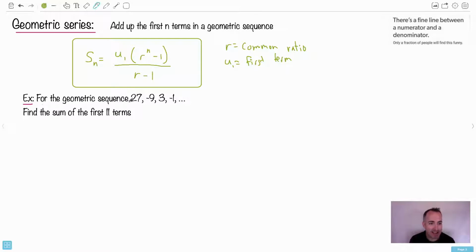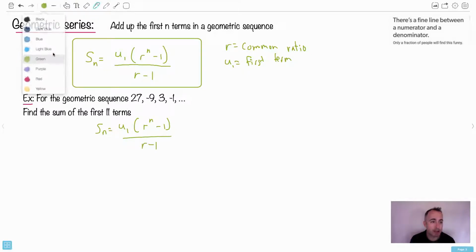So for the geometric sequence 27, minus 9, 3, minus 1, there's some minuses going on. Find the sum of the first 11 terms. You could do it by just writing them all out and then adding them up. You could do that. But I just want to show you with the equation what you could do. So in this case right here, we show that we know what we're doing. Again, it sounds repetitive, but it's a good idea on your exam to always write down the equation you're going to use. In case you screw it up, you can get part marks.